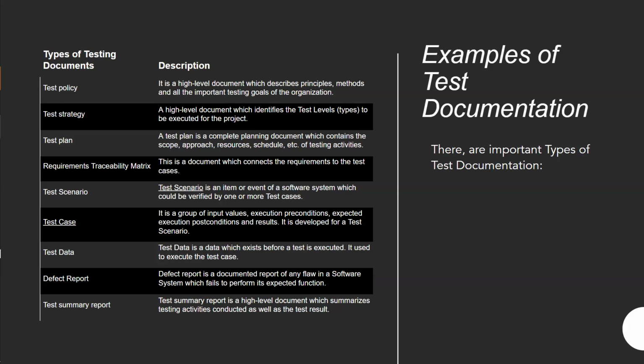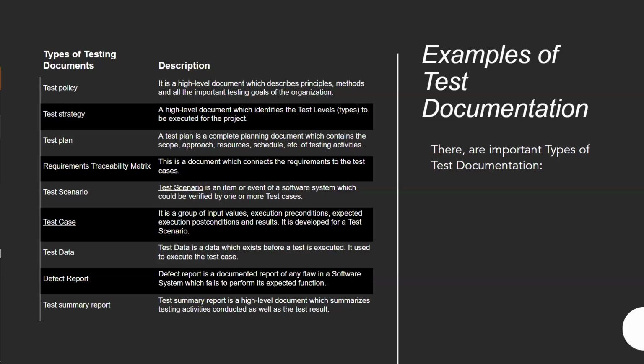Test plan has to do with the scope, the approach, the resources, the schedule. Then you have the requirements documents, which Mr. Jeremiah has been asking. So this is a document that connects the requirement to the test cases. So you also have the test scenario, right? So it's an item or event of a software system which could be verified by one or more test cases. But the test case, right, which I want us to do, is a group of inputs, values, execution preconditions, expected results.